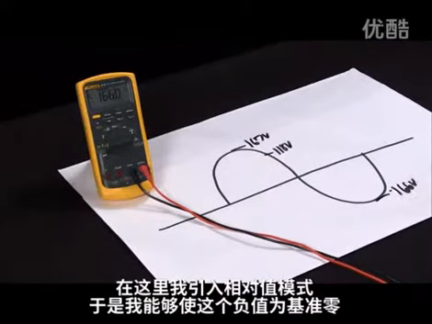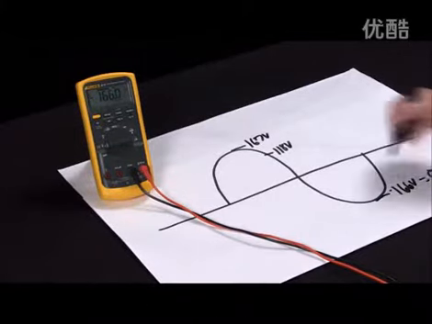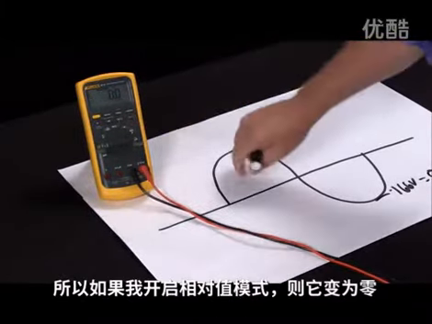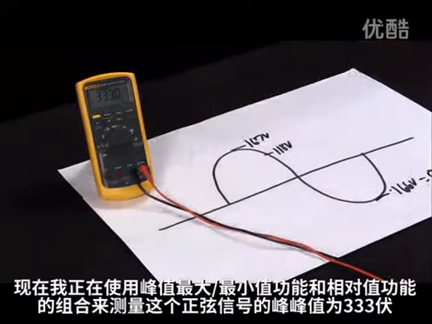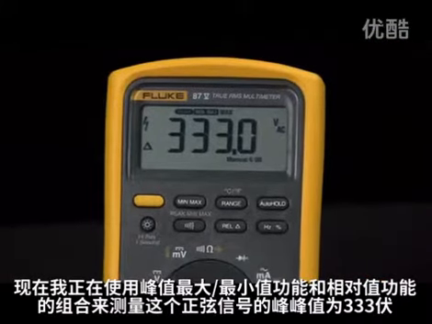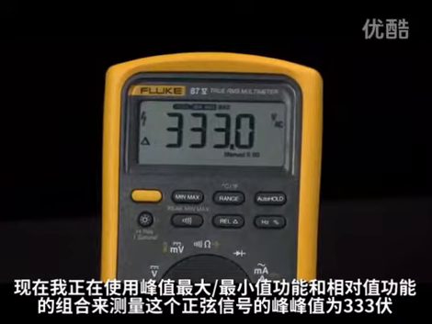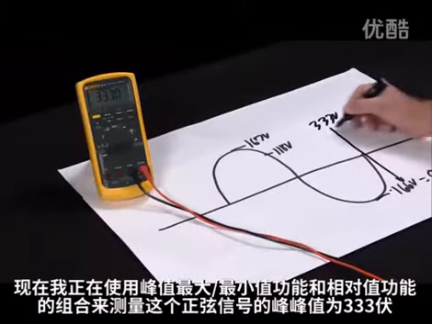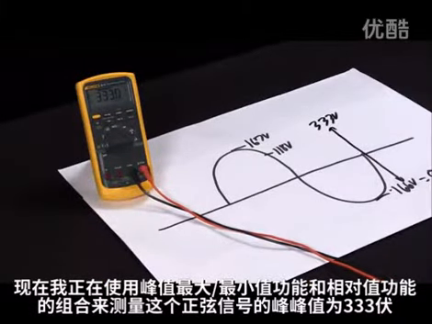Where the relative mode comes in is I can now make this negative a 0. So if I hit relative, that becomes 0. And now I'm measuring the peak to peak of 330 volts of this sine wave by using a combination of the fast min max and the relative mode.